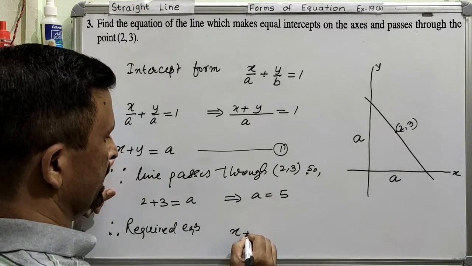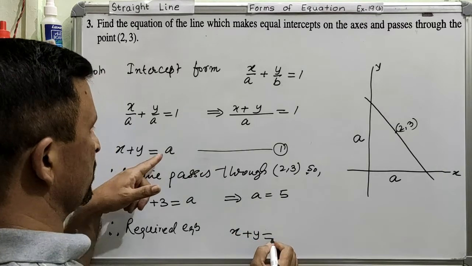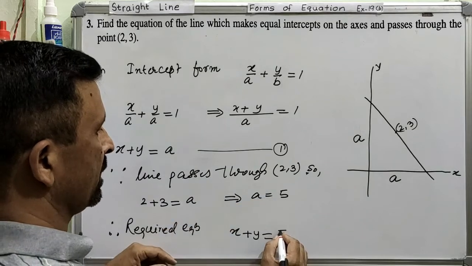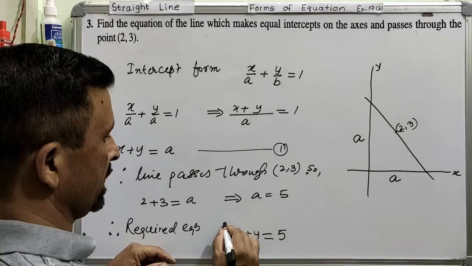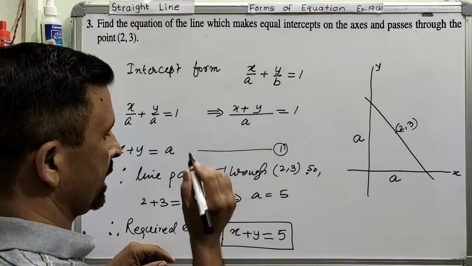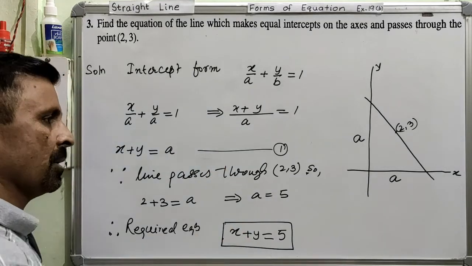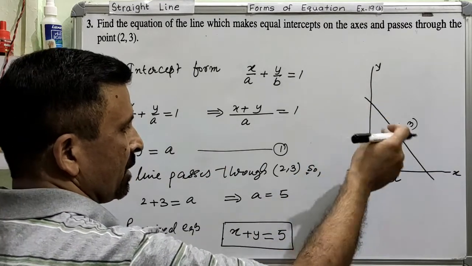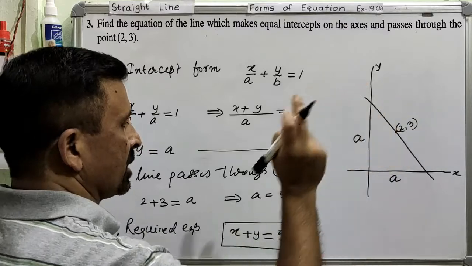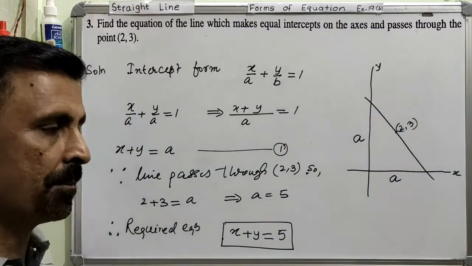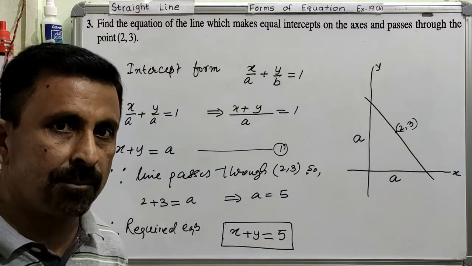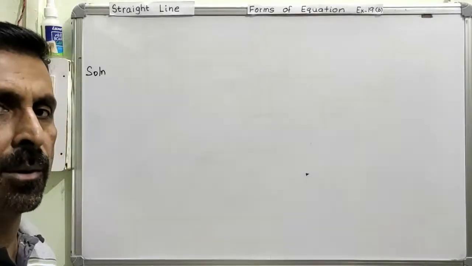X plus Y is equal to A, and your A is 5. So this is your equation, right? This is your equation of this line, which makes equal intercept on the two axes, and also it passes through the given point. Hope I am understood. Thank you. Now next we are moving on to question number 4.